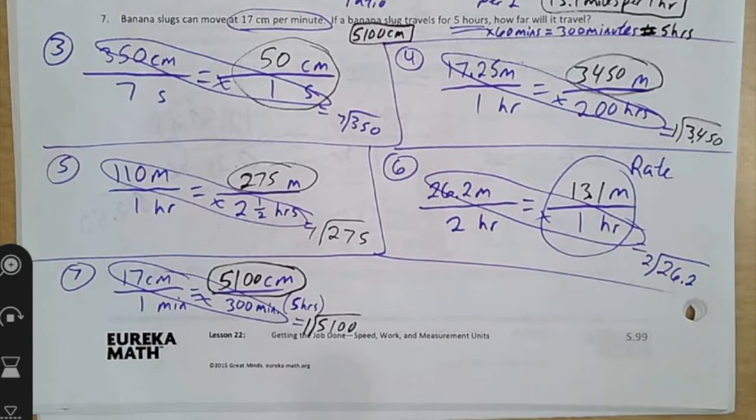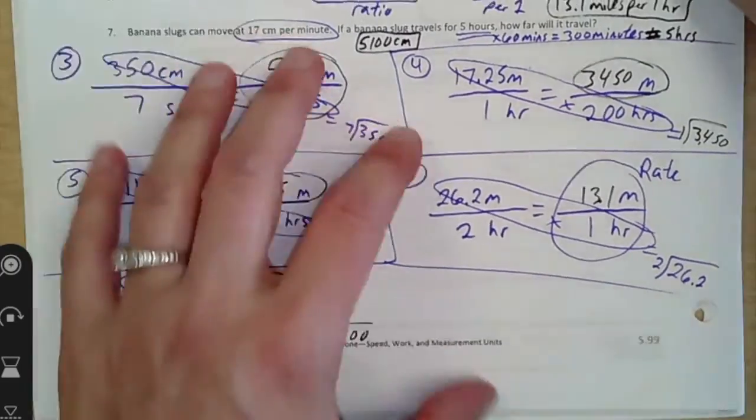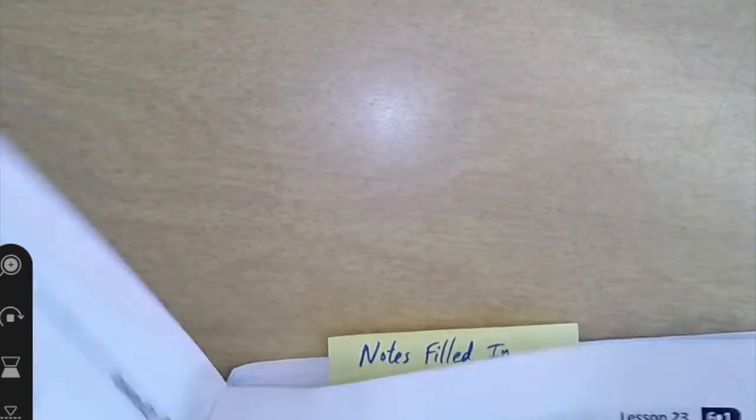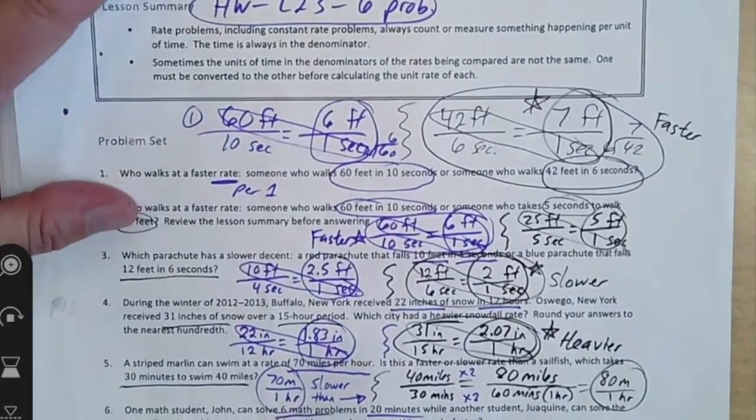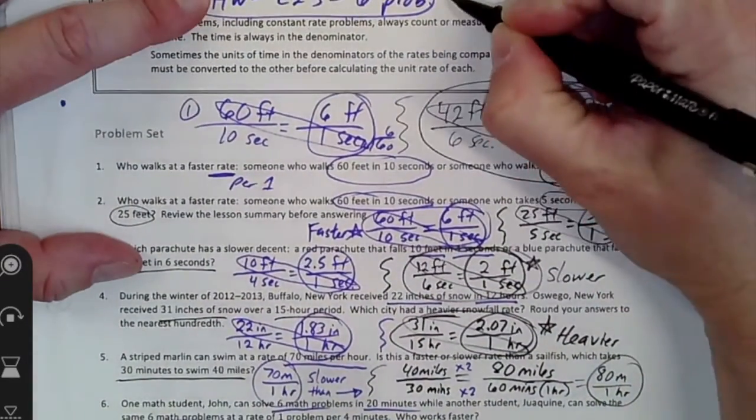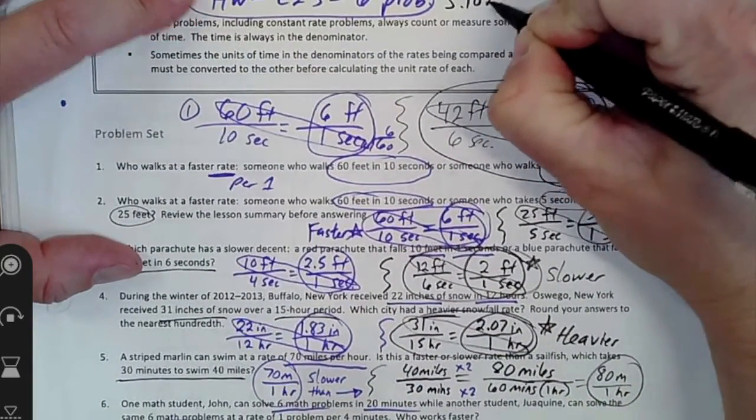The other homework I want to go over was from lesson 23. So you'll need to flip to that page. Lesson 23 was 6 problems, and this was page S102.